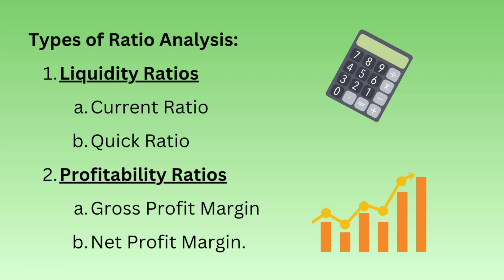First comes liquidity ratio. Liquidity ratios, like the current and quick ratios, measure a company's ability to meet short-term obligations. And next comes profitability ratios. Profitability ratios such as gross profit margin and net profit margin show how efficiently a company generates a profit.